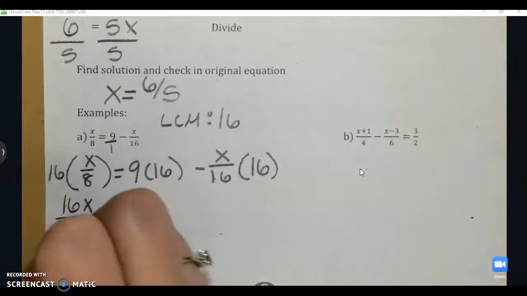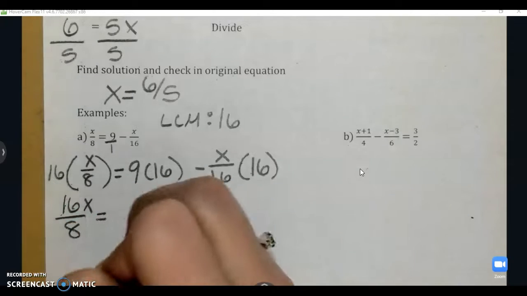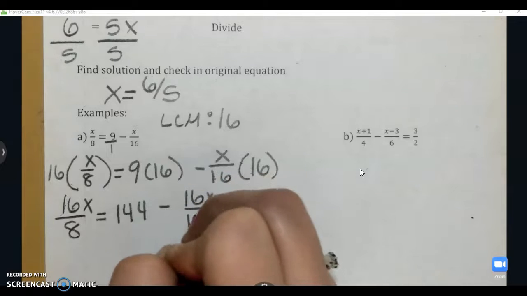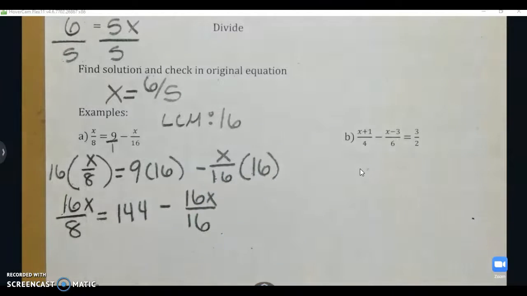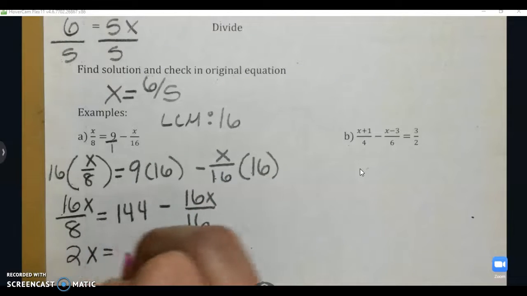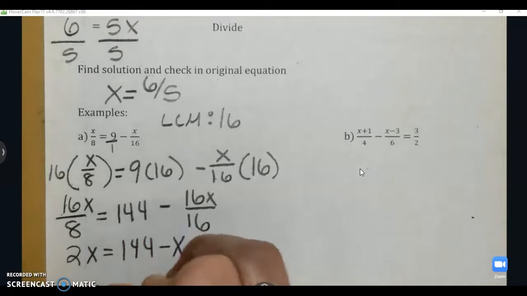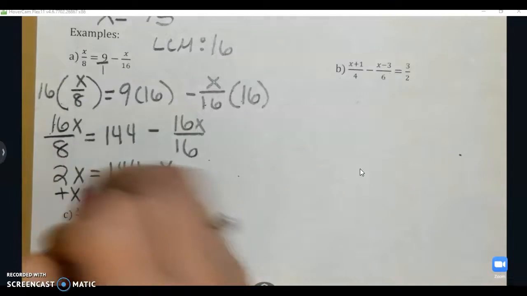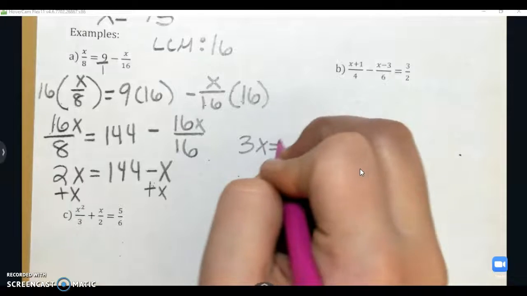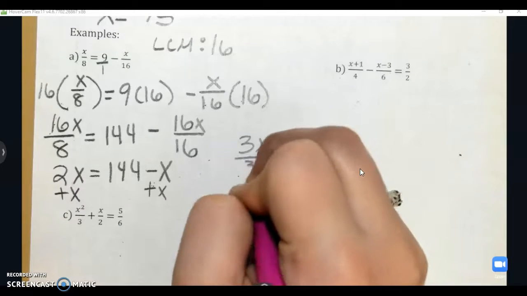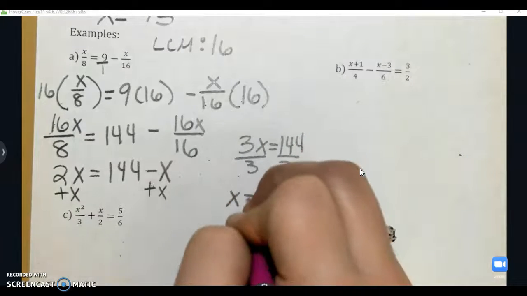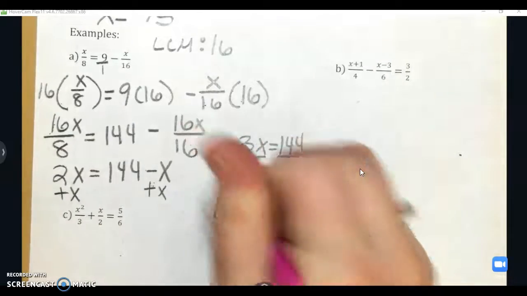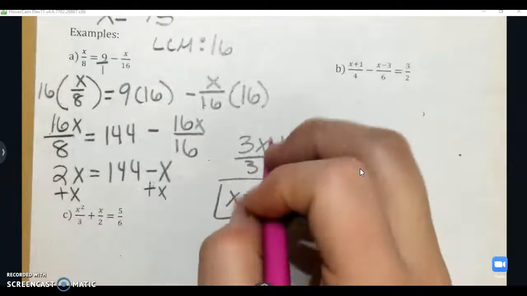So 16x over 8 is equal to 144 minus 16x over 16. Then we're going to simplify and solve for x. So if I add that, we're going to get that 3x is equal to 144. Divide everything by 3, and we find that x is 48. And that 4 looks kind of funny, so I'm going to rewrite it. 48.